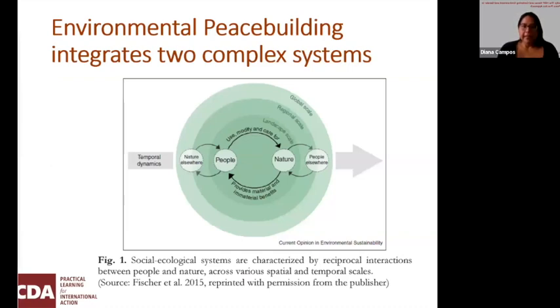Environmental peace building integrates 2 complex systems. The social system integrated by people and the ecological system, or nature, or ecosystem, right? The social ecological system is characterized by reciprocal interaction across landscape, regional, and global scales. In the social ecological system, people use, modify, and care for nature, while nature or ecosystems provide material and non-material benefits to the people known as ecological services, such as water, fuel, timber provision, and places for recreation.